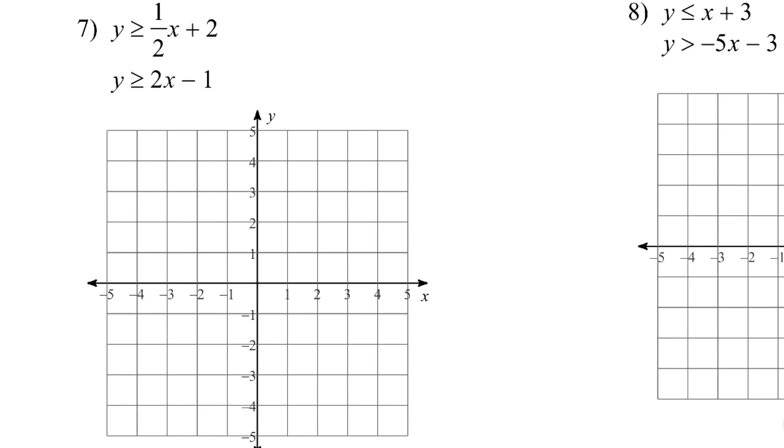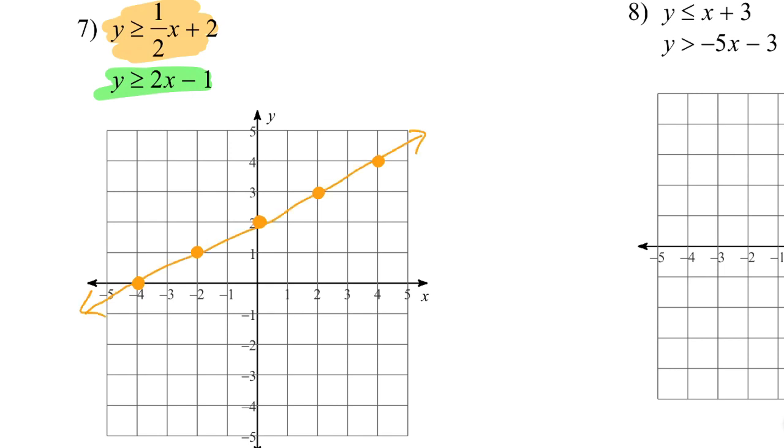I'll just make this one an orange one, and I'll make this one a green one. Now this is going to be a solid line because of that equal sign, and this is also going to be a solid line. So the orange one, we have a y-intercept at 0, 2, and a slope of 1/2, up 1 to the right 2, or down 1 to the left 2, and connecting those with a solid line.